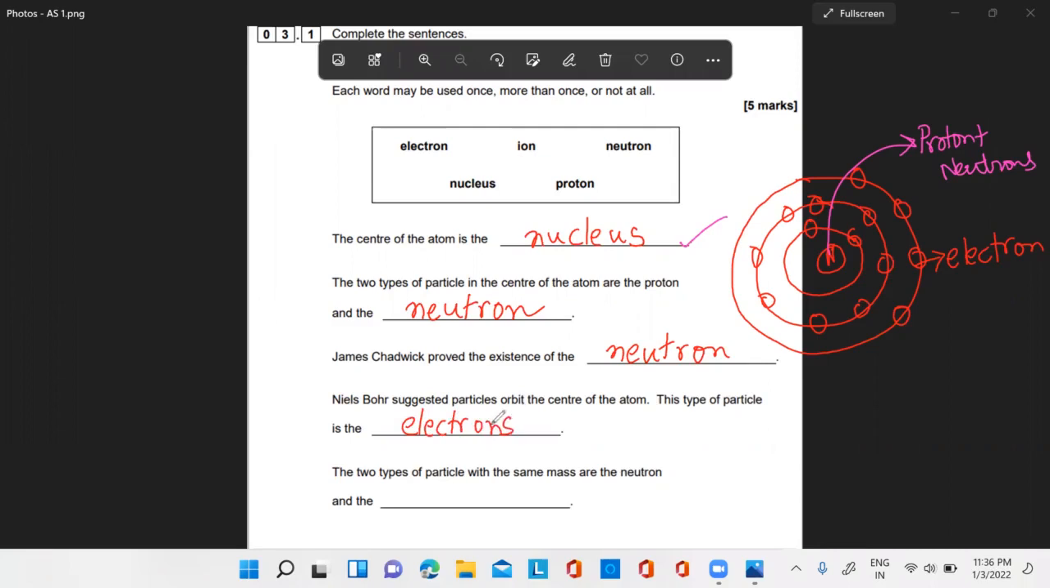Fine. And the next and the last one is the two types of particles with the same mass are the neutron and the proton. Yes, because both of them are present in the nucleus of the atom.